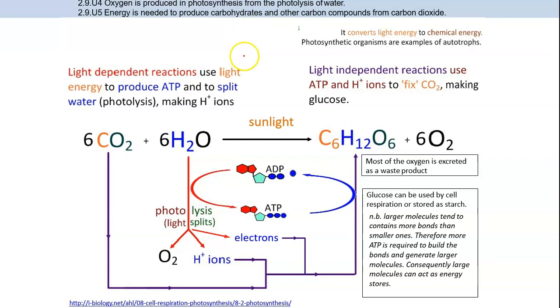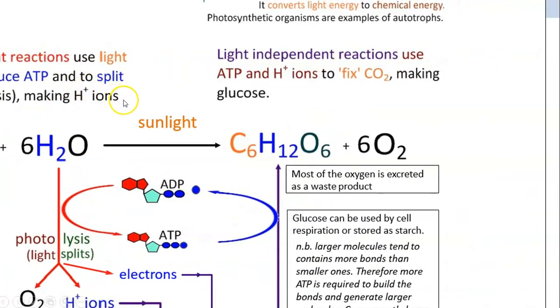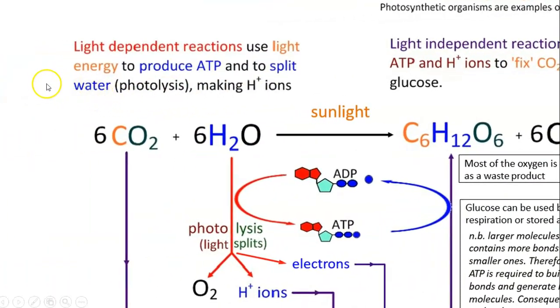Photosynthesis has two series of reactions: light-dependent and light-independent reactions. What is a light-dependent reaction? In light-dependent reactions, light is necessary because the energy is coming from the sunlight.